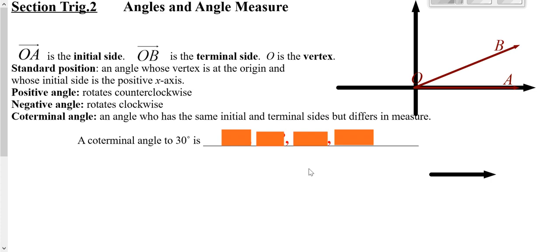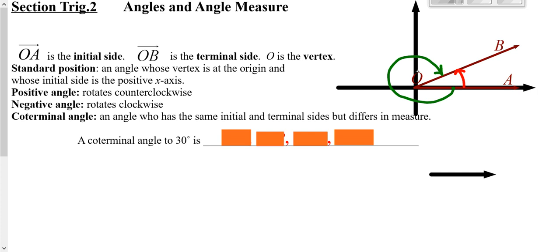An angle is considered to have a positive measure if you start here and rotate in the counterclockwise direction. However, if I started here and rotated all the way around backwards, that would be referred to as a negative angle.